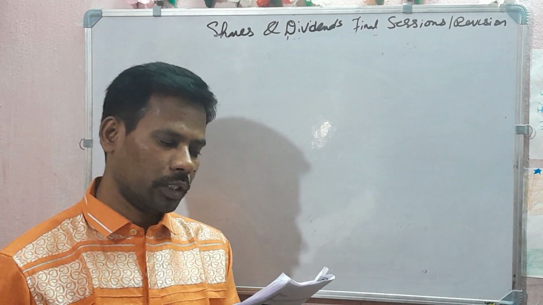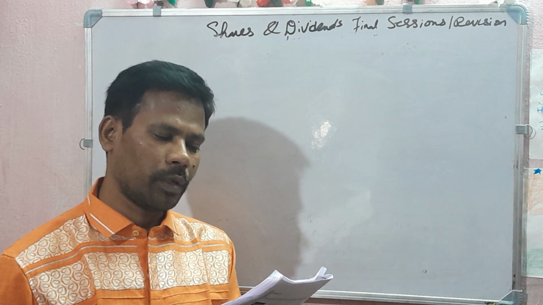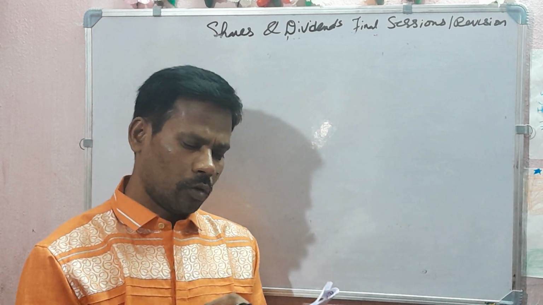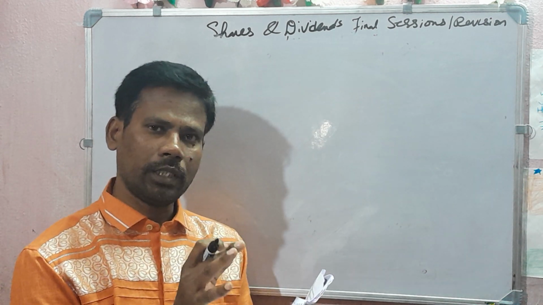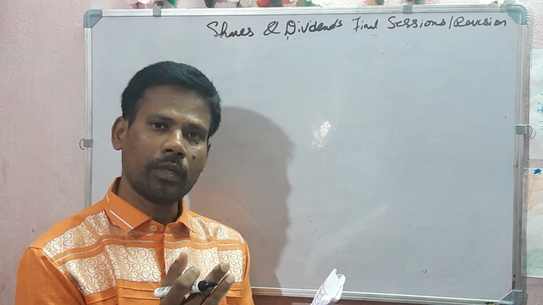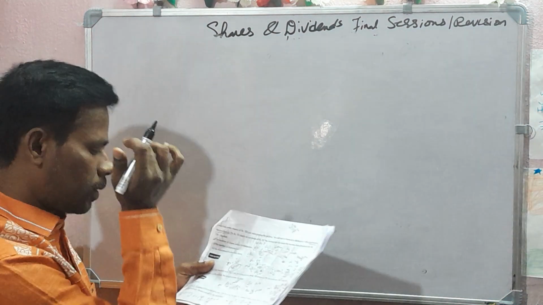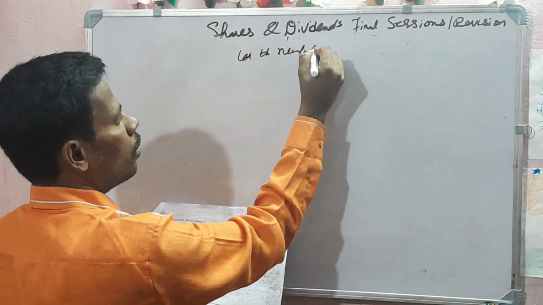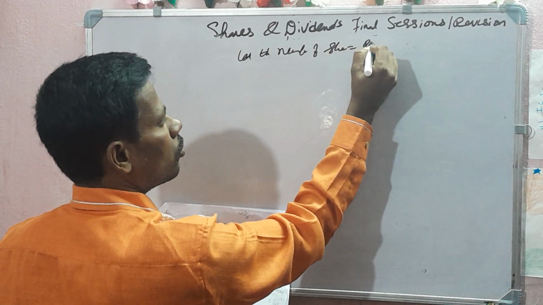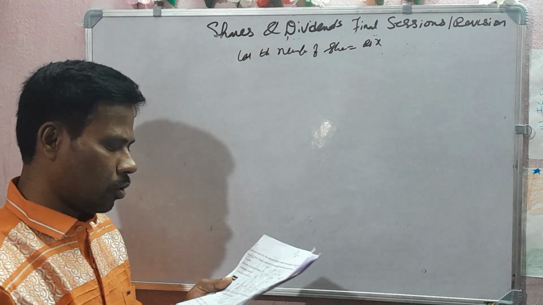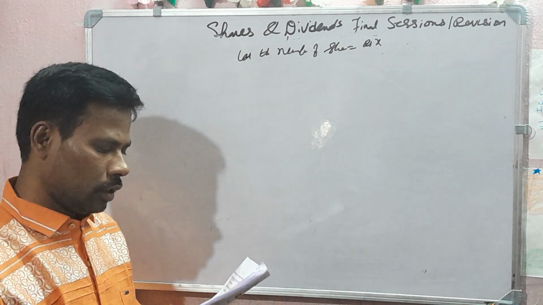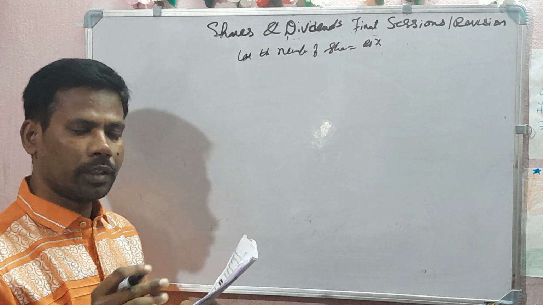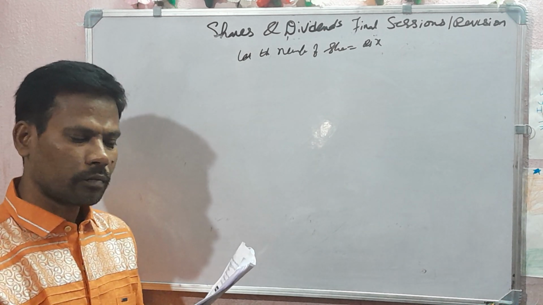A man has some shares, rupees 100 par value, paying 6% dividend. So a man has some shares, he is saying. We don't know how many shares. Let the number of shares be X. He sells half of the shares at a discount of 10%.